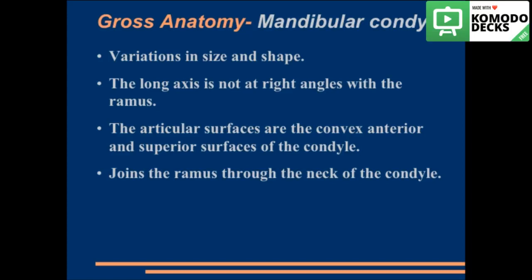The mandibular condyle, the lower compartment, also has a variation in size and shape. The long axis is not at a right angle with the ramus. It is convex anteriorly and superiorly, where this surface of the condyle meets the concave articular surface of the mandibular fossa that we talked about. Lastly, it joins the ramus through the neck of the condyle.